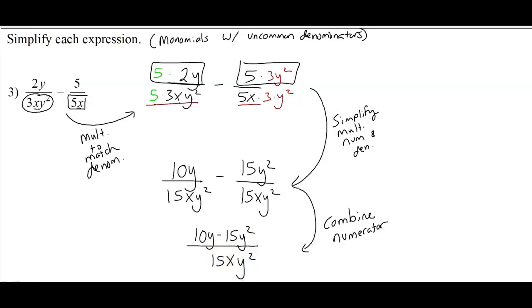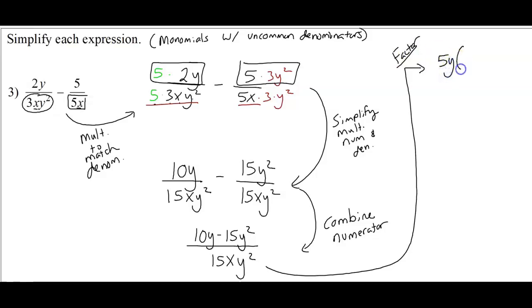Okay? What do we do after we combine the numerators? We factor. Now for the top, there is a GCF, right? We can take out a 5 and a y. The bottom is a monomial, so we'll just leave that one as is.